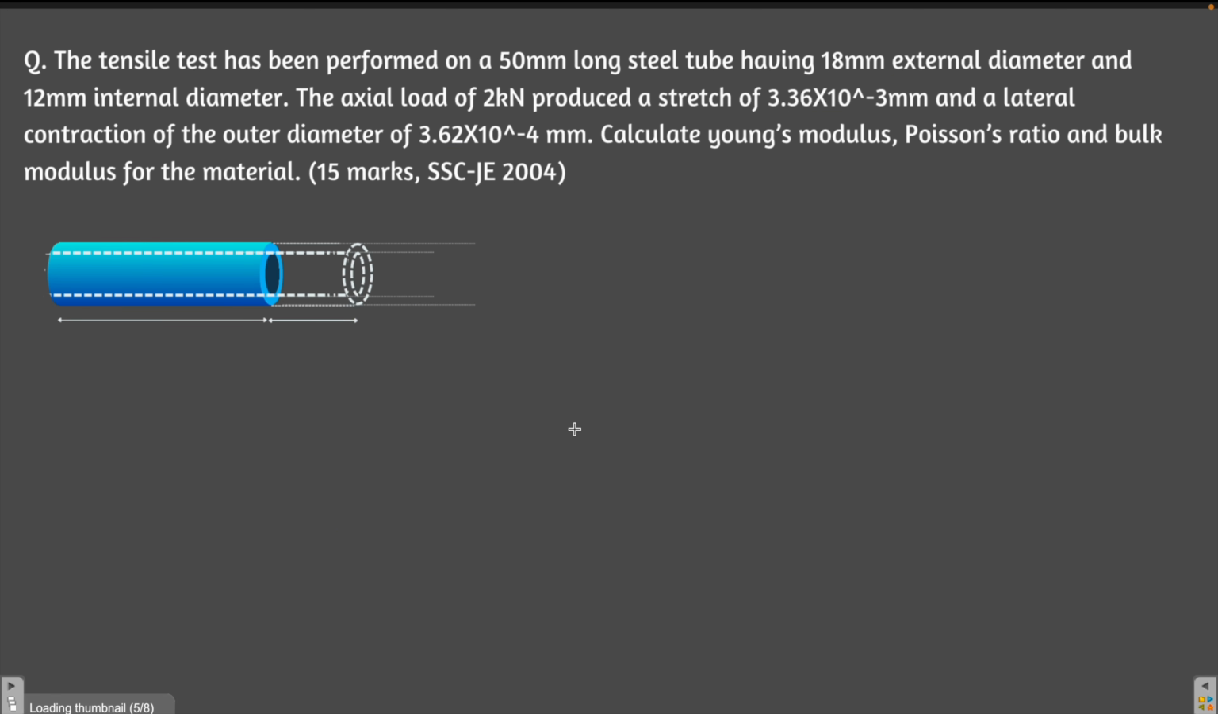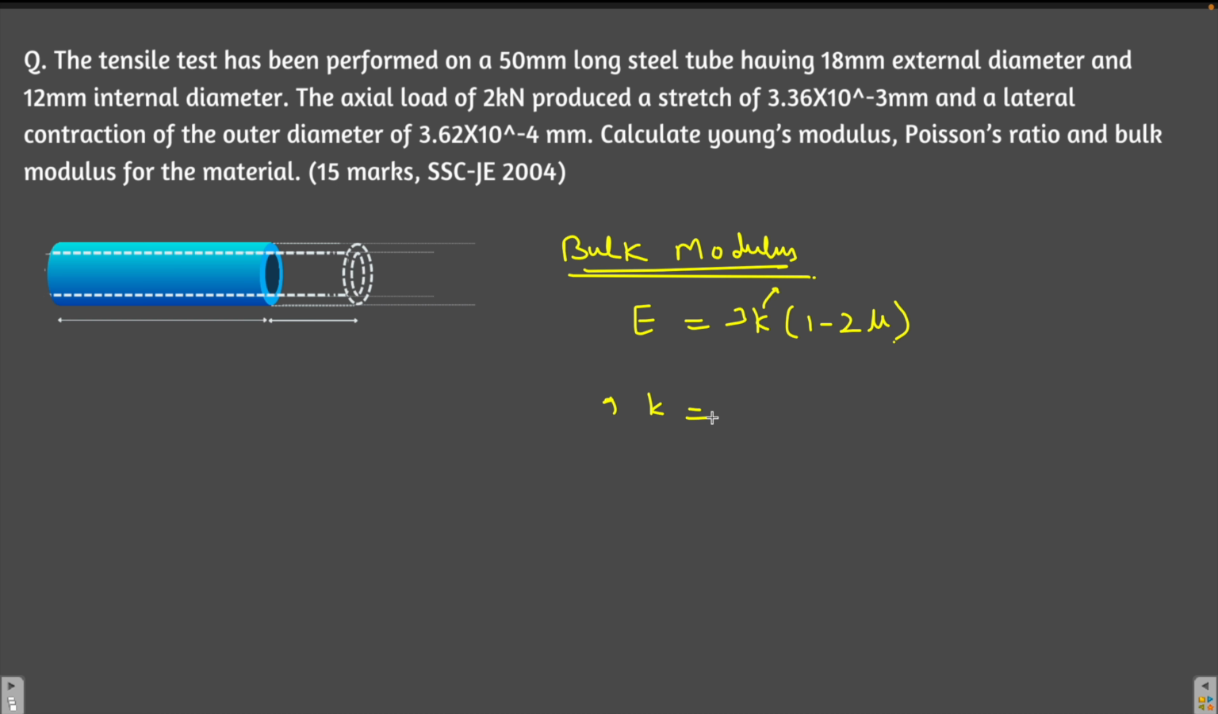Now moving on to the third portion for calculating the bulk modulus. Let's calculate the bulk modulus. There are three relationships which are very important. So first is E equals 3K into 1 minus 2 mu. From this relationship, we'll find the bulk modulus K. This implies K equals E by 3 into 1 minus 2 mu.